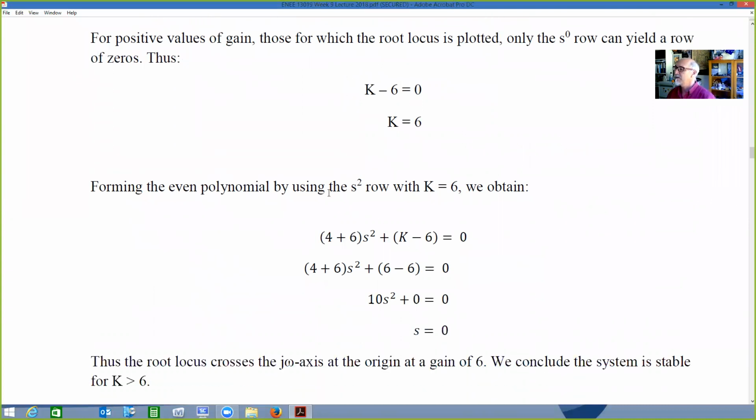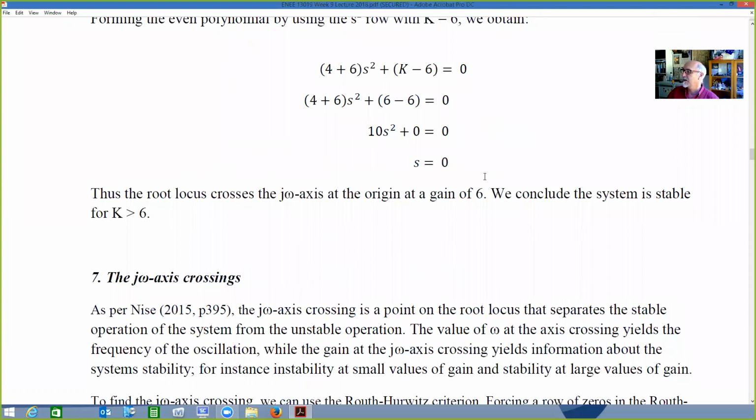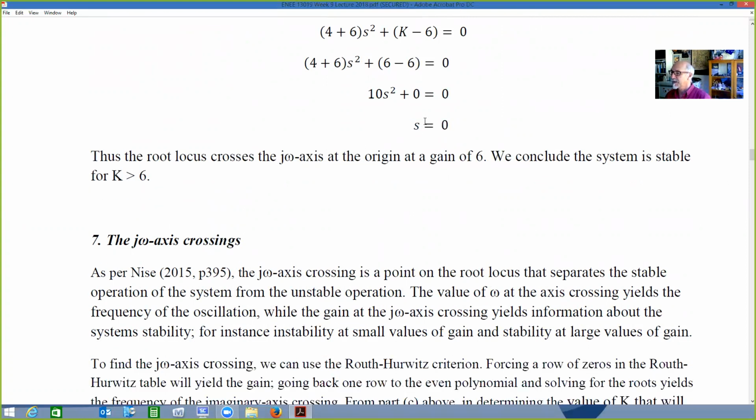So forming the even polynomial by using our S2 row, like we've done beforehand. Again, if you haven't done the Routh-Hurwitz for a little while, go back, have a look at how we go about that process, and all the rules are there. You need to revise them if you're not too sure. We plug in our value for our gain, and we end up with a value of S equals 0. So therefore, the root locus crosses the j omega axis, or the imaginary axis, at the origin with a gain of 6. So we conclude that the system is stable because K, the gain, is greater than 6, greater than 0. It's got to be a positive value.